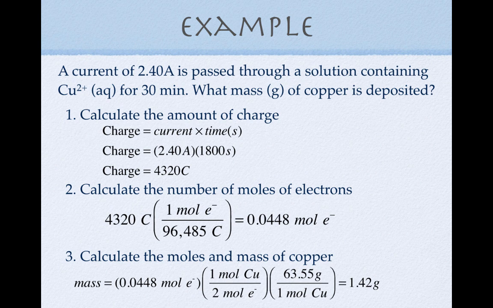And if we look at our units here, we can start canceling things out. We're going to have moles of electrons canceling with moles of electrons. And then we're going to have moles of copper canceling with moles of copper, and the only thing that we're left with there is grams. Okay, so we end up with, in our calculation then, 1.42 grams.